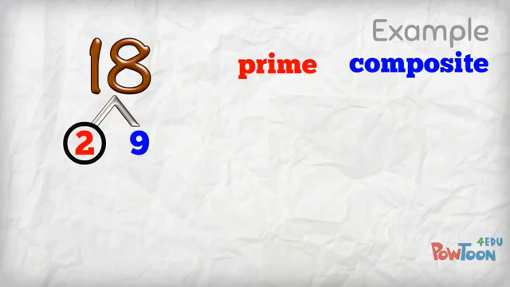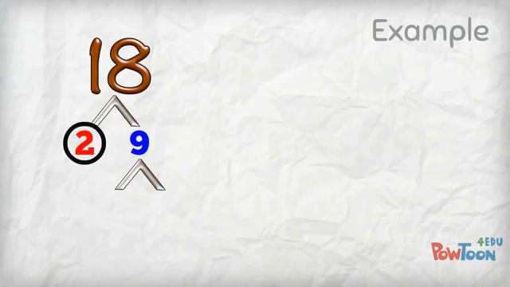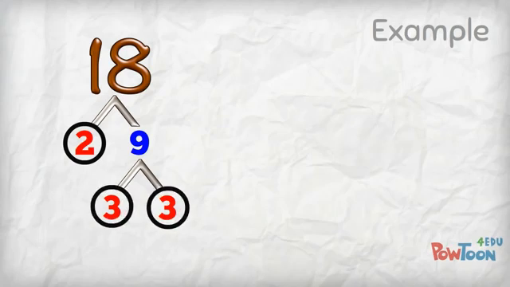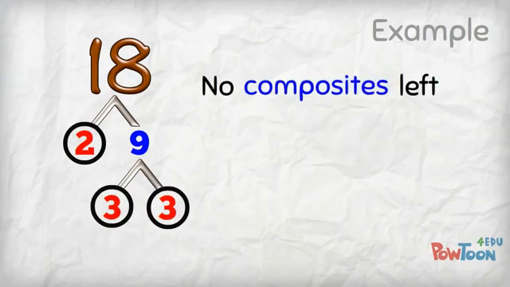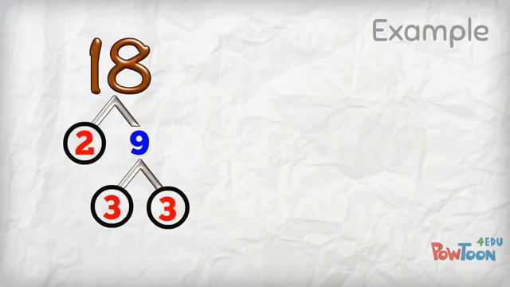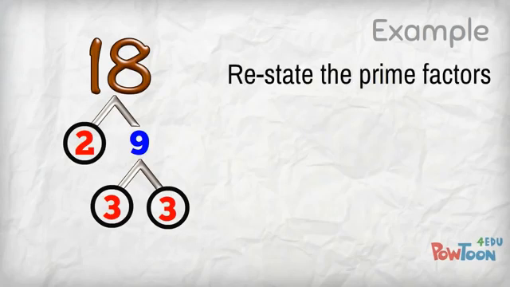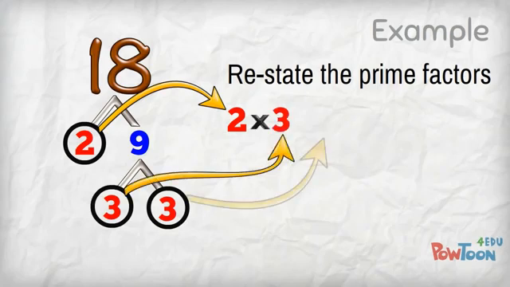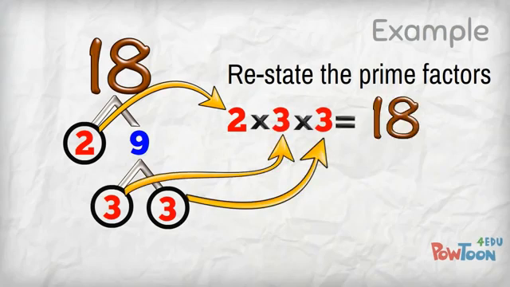9 is a composite number, so I split it down. I get 9 from 3 times 3. 3 is a prime number, so I circle both of them too. I have no composite numbers left, so now I know I have found all the prime factors. Next to the factor tree, I restate the prime factors. 2 times 3 times 3 is 18.